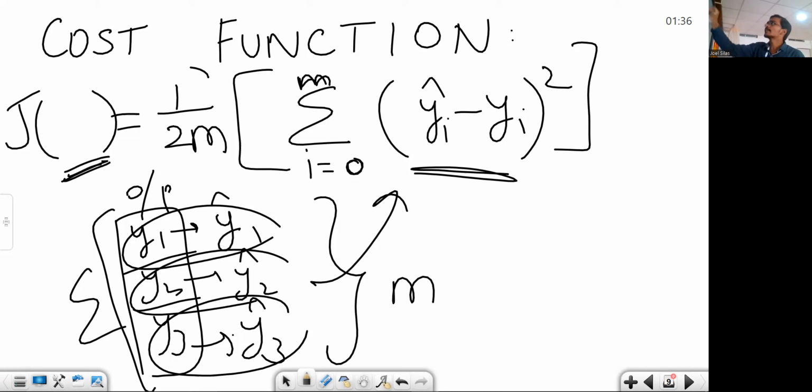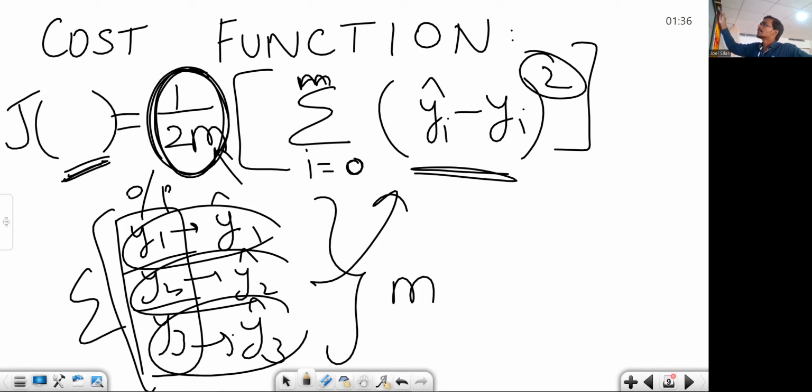And this factor, 1 upon 2m, is a constant factor because the m number of training examples will be constant. And the reason for 1 upon 2m is that when we take the derivative of this particular expression, the square and this 2 will get cancelled. Okay, that we'll see.